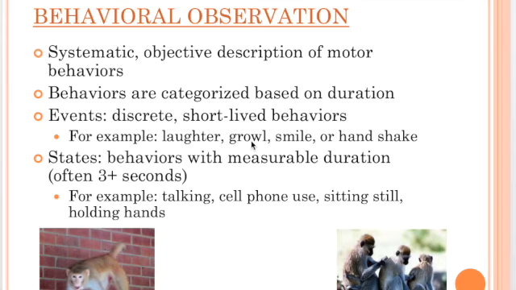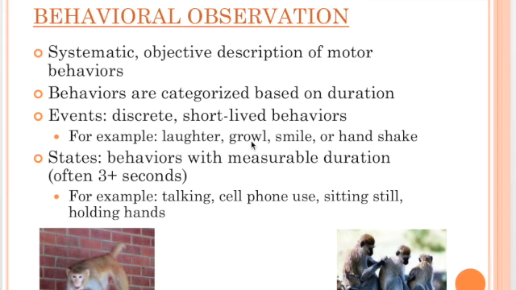These behaviors can be categorized based off how long they last. So they're usually divided up into two categories. They are either event behaviors. Event behaviors are discrete, short-lived behaviors. They only last for a fraction of a second or maybe a second. And we normally will just count the frequency of those behaviors. Examples of these would be things like laughter, growling, smiling, or a handshake. Most of these don't last very long typically, and so we can easily count the frequency of them. It would be more difficult if we wanted to try to capture the duration of these behaviors.